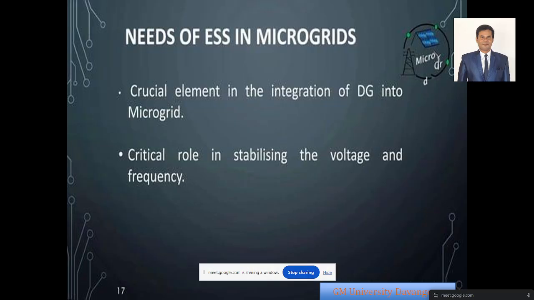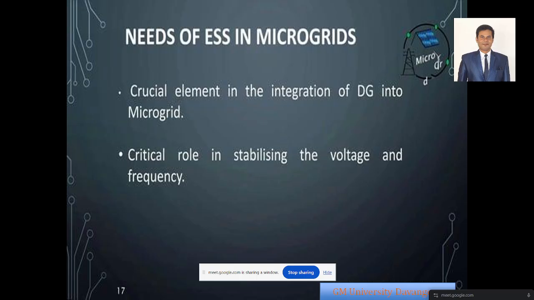Then what is the need for ESS in microgrids? What is the purpose of using energy storage in microgrids? One thing is that we have to integrate our diesel generator into the microgrid. The other critical role is stabilizing the frequency. You have to stabilize the frequency at all times and maintain the voltage profile also. For that, ESS is very essential.